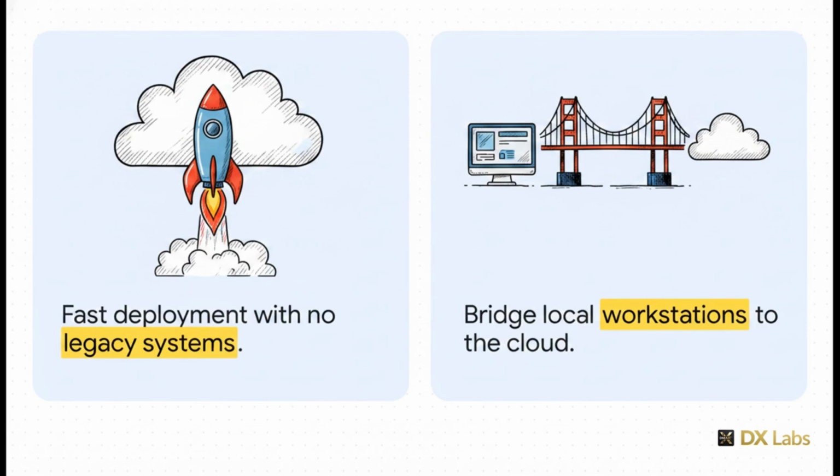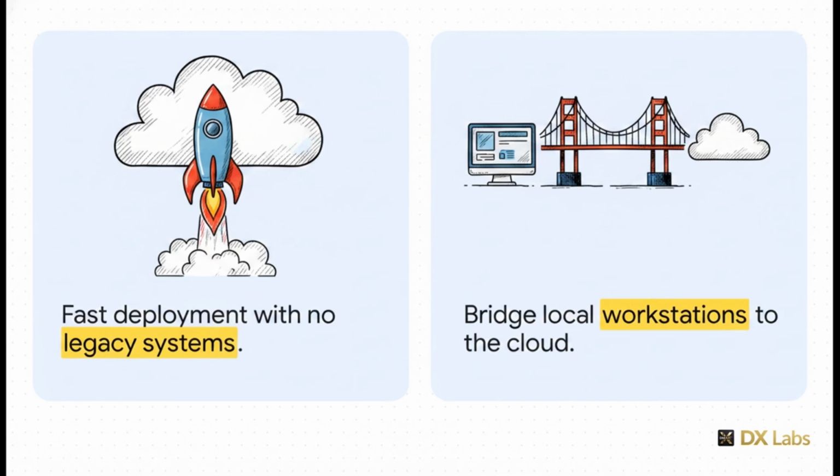Setting this up depends entirely on your environment. In a cloud-only setup, all identities live purely in Entra ID. Authentication and token issuance happen entirely in the cloud. It's a much faster deployment with no legacy systems to worry about, ideal for those cloud-native startups.